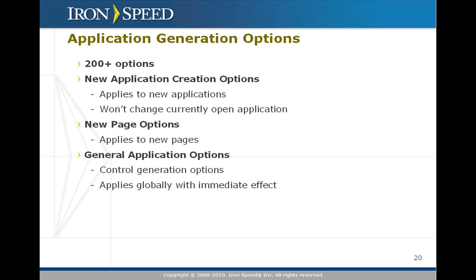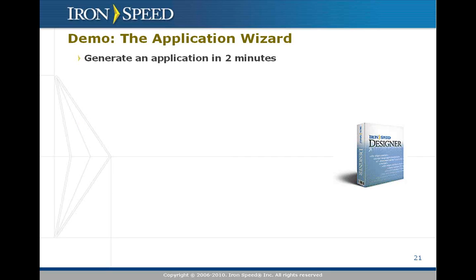The final set of options, the general application options, take immediate effect and tend to be options that control how different types of controls and features behave in your generated application. Now let's jump into IronSpeed Designer and see the Application Wizard in action.